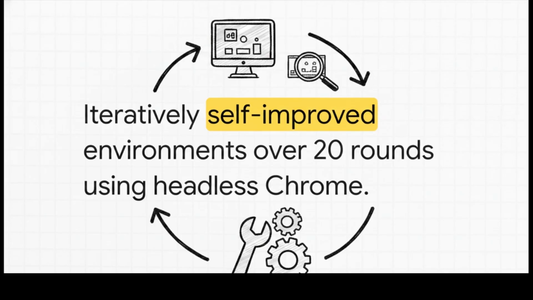And the craziest part is it doesn't stop at just generating the initial code. Kimi K3 acts like a tireless developer. For instance, when creating a voxel Roman Colosseum and a wuxia martial arts RPG, the model iteratively self-improved the environments over 20 rounds. How? By using headless Chrome to autonomously take screenshots of its own game, inspect those screenshots, detect visual bugs, and then fix them. It's literally looking at the game it built to polish the gameplay, completely on its own. It's essentially a tireless QA tester that never needs a coffee break.